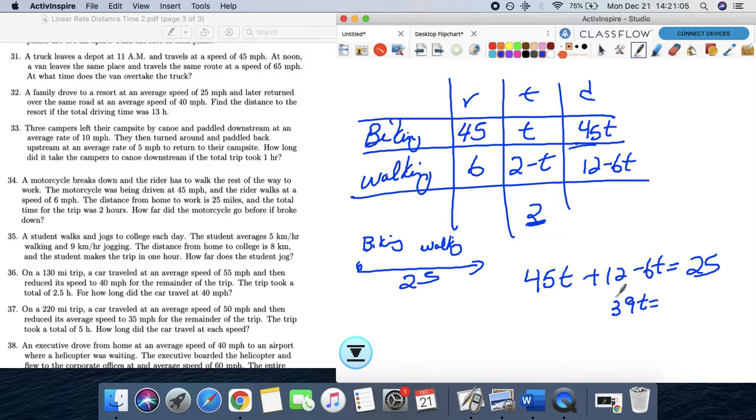We're going to do minus 12t on both sides. Okay, you know what? Let me just confirm my numbers. 12 minus, okay, so it looks right. So 39t plus 12 equals 25. 39t minus 12 on both sides, that gives me 13. Divide both sides by 39. t equals 1/3.